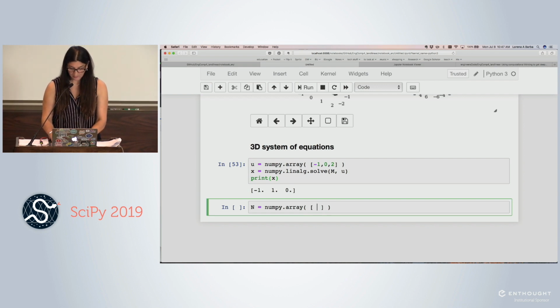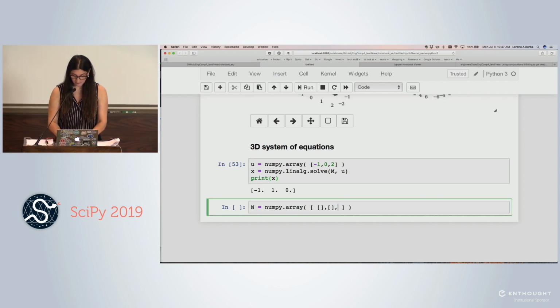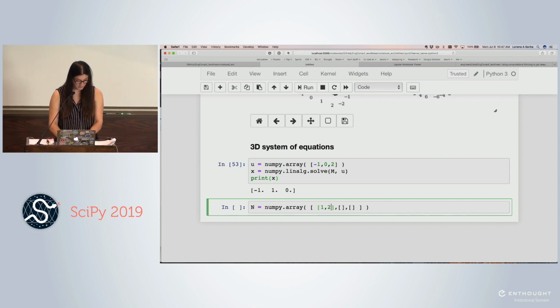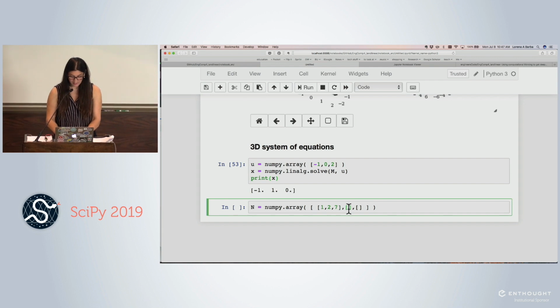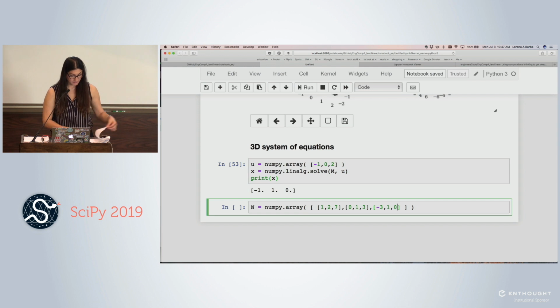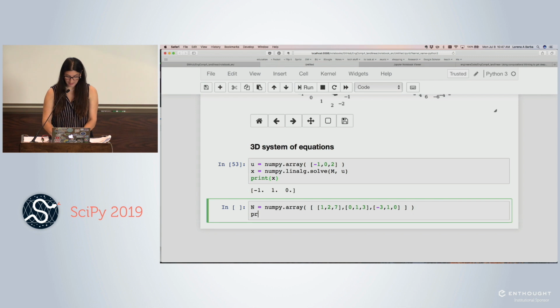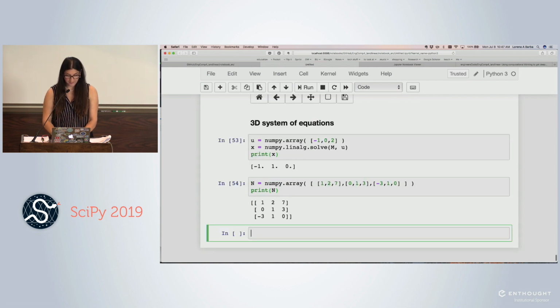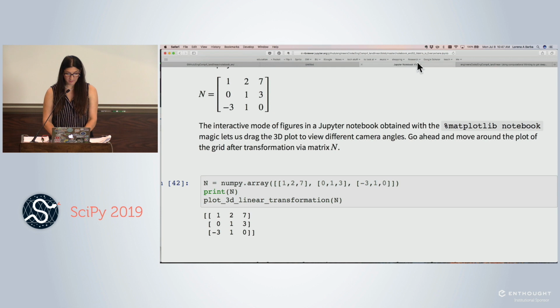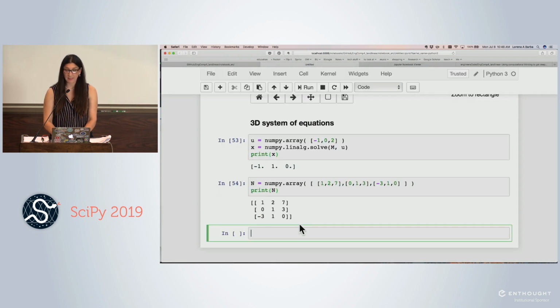1, 2, 7, 0, 1, 3, -3, 1, 0. Those are the rows of the matrix, and let's make sure that is what we wanted. Let's compare 1, 2, 7, 0, 1, 3, -3, 1, 0. There it is. That's the correct matrix.